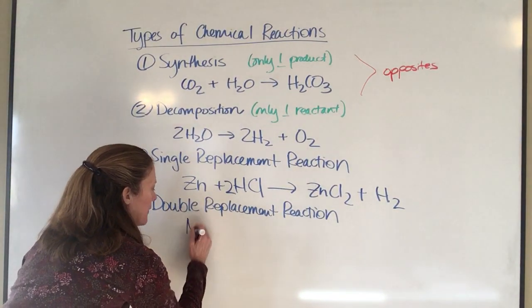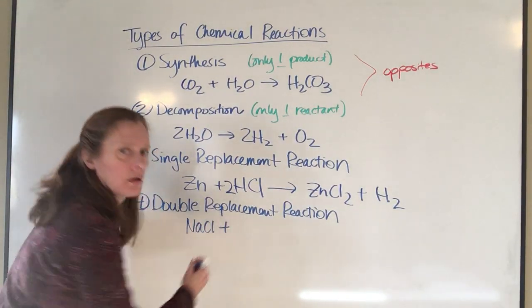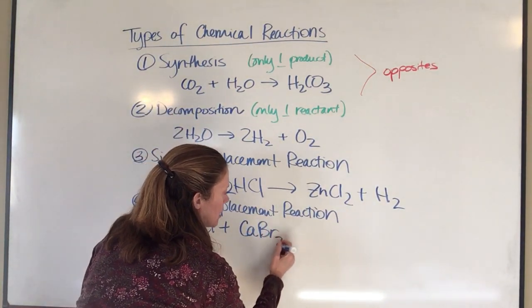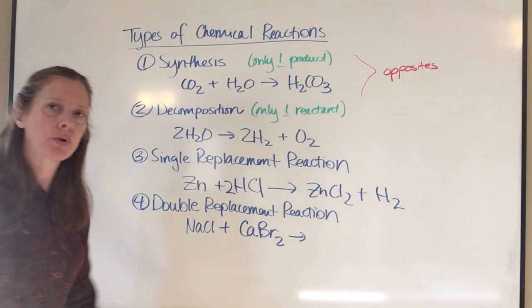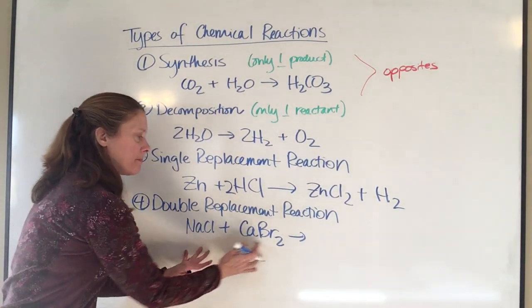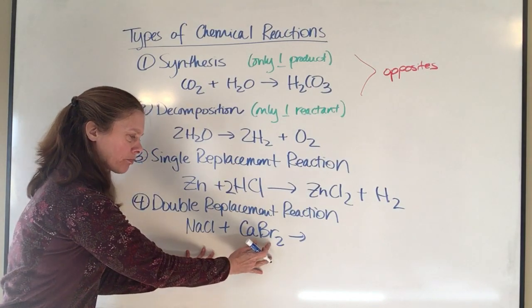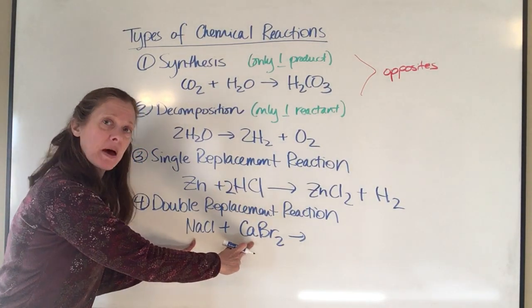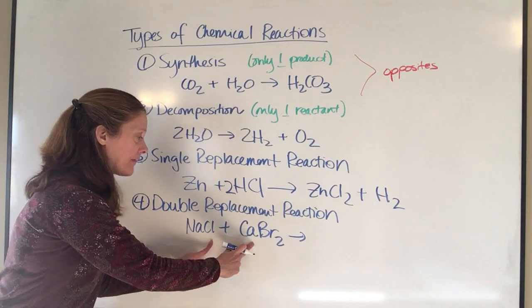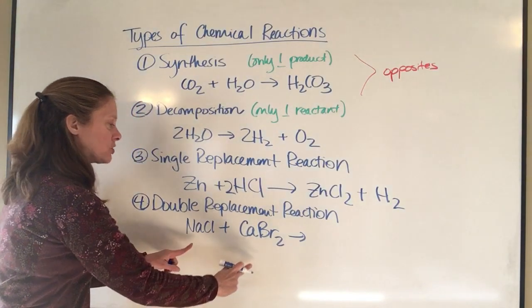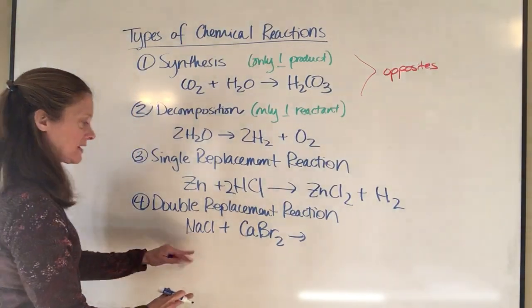So if I have NaCl plus CaBr2, and they completely switch up. Now you'll recall that when I make these kinds of formulas, the sodium and the calcium, because they're both metals, are positively charged, and the chlorine and the bromine, because they're nonmetals, are the ones that have the negative charges. So it's your positive ones that are going to switch places.